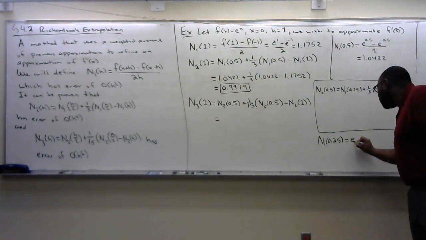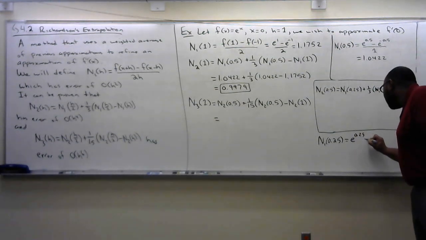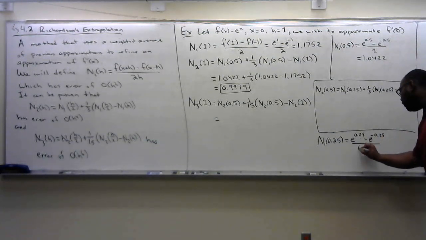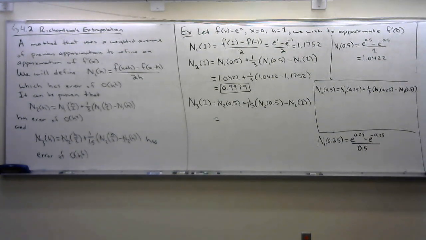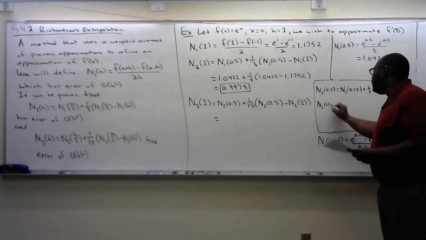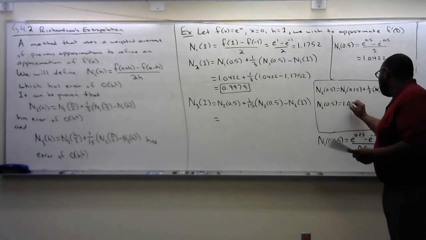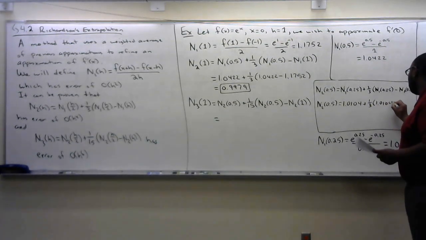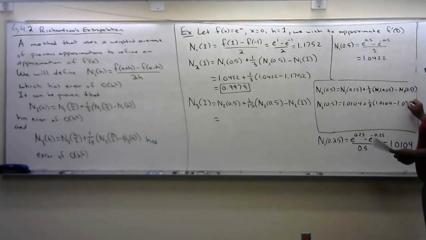This is equal to e to the 0.25 minus e to the negative 0.25, all divided by 2 times 0.25, that's going to be 0.5. For that, I get 1.0104. So let's plug that in. n sub 2 at 0.5 is equal to 1.0104 plus 1/3 of (1.0104 minus 1.0422).